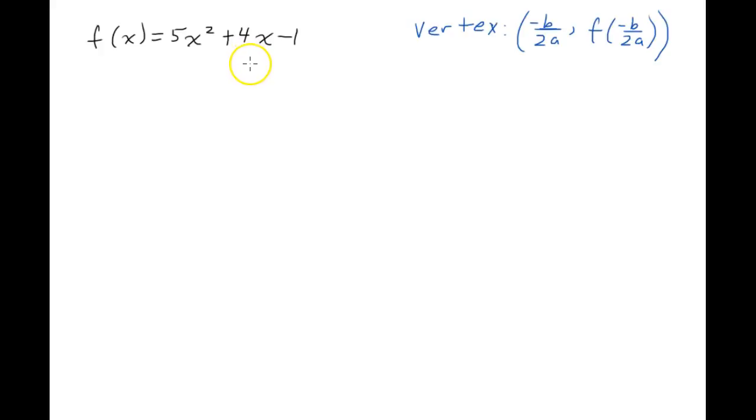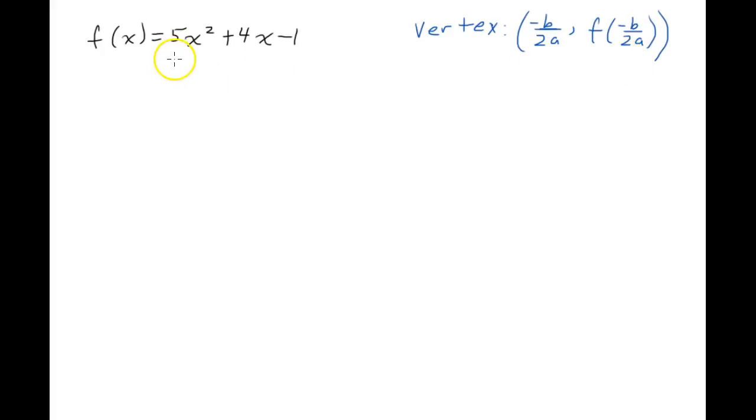In this video, we'll be making a rough sketch of the function f of x equals 5x squared plus 4x minus 1. The coordinates of the vertex are found by plugging in negative b over 2a, that's our x coordinate, and then plugging that number into the function, so f of negative b over 2a, the function evaluated at that x value, would give the corresponding y value.